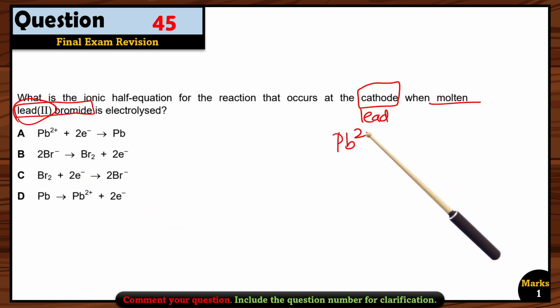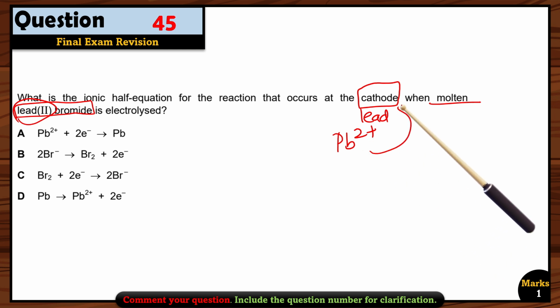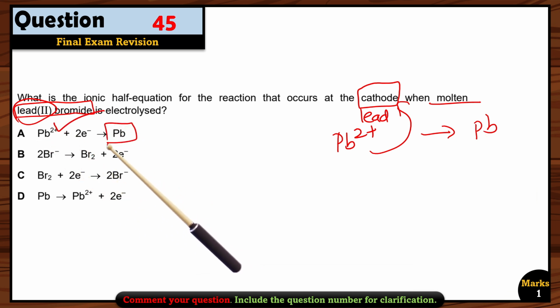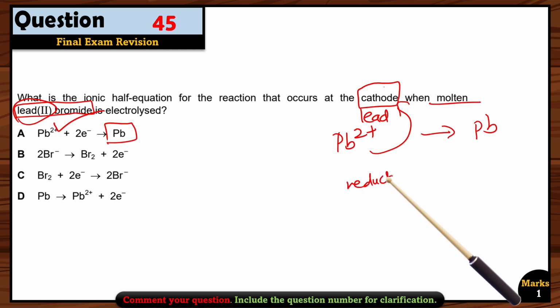So it means Pb2+. These ions will come at the cathode and change into lead atoms. Can you see this one? Yes, okay, you get a lead atom. And because at the cathode reduction occurs, what does it mean?